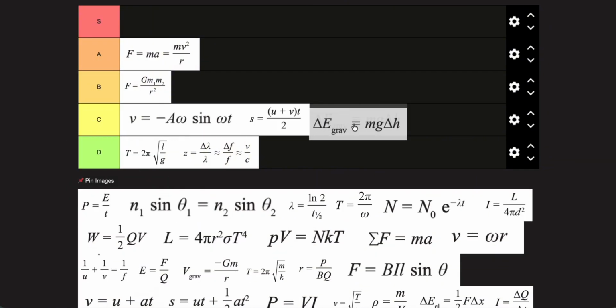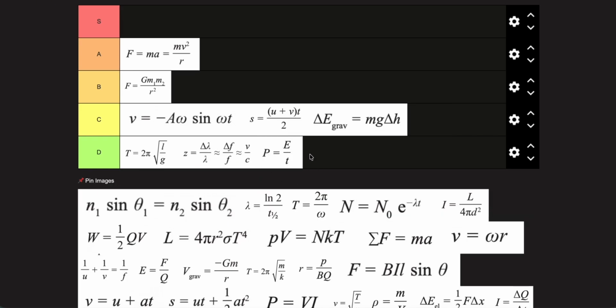Okay, I'm gonna put it tier C. No explanation, okay? Let's move on. I'm gonna put this tier D. This is the power, which is energy per time. Okay, Snell's law. Okay, it was discovered a long time ago.